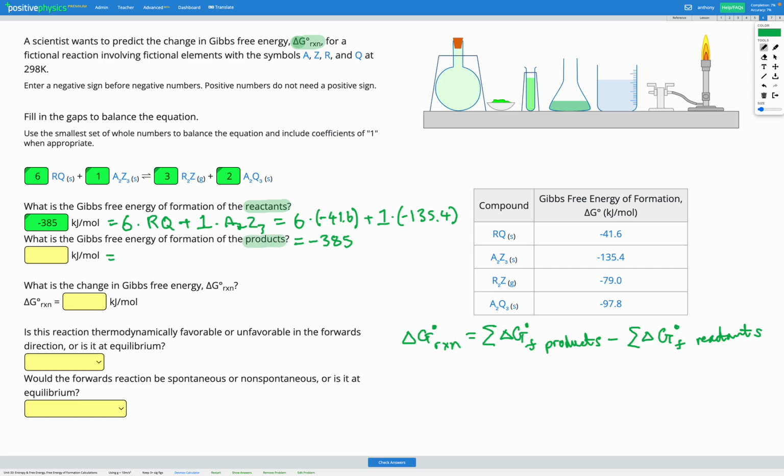Here in our products, we've got 3 sets of R2Z, plus we've got 2 sets of A2Q3. So 3 sets of R2Z, the Gibbs free energy of formation for R2Z is negative 79. Plus we've got 2 sets of A2Q3, which has a Gibbs free energy of formation of negative 97.8. So if we put that all into our calculator, that gets us out a Gibbs free energy of formation of our products of negative 432.6. So we can go ahead and fill that in here.